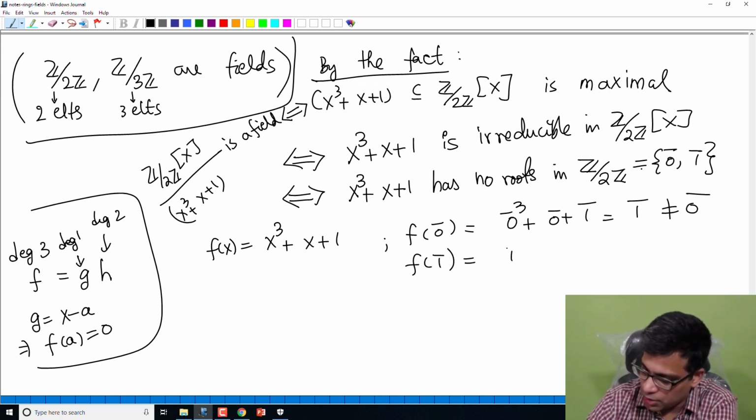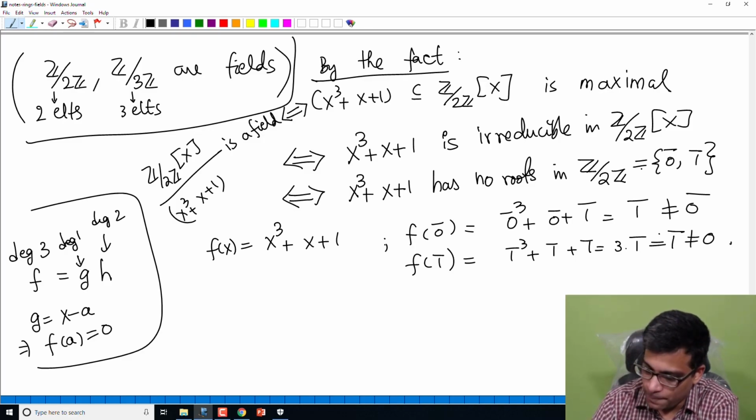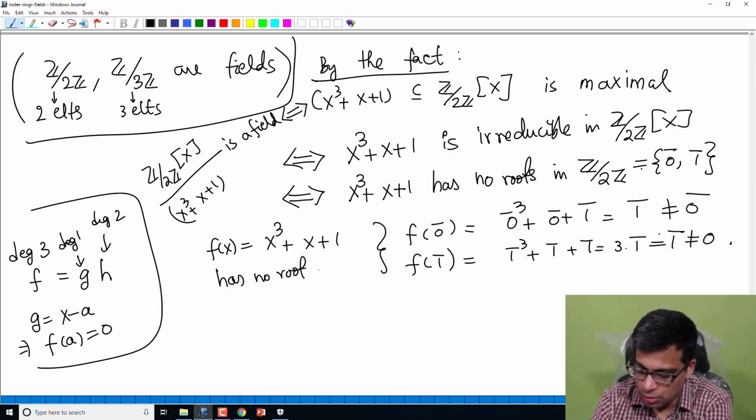So f of 1 bar is 1 bar cubed plus 1 bar plus 1 bar, which is 3 times 1 bar, which is actually equal to 1 bar, which is not 0. So we conclude that neither of the two elements in Z mod 2Z is a root of f(x). So f has no root in Z mod 2Z. That means this statement is true.